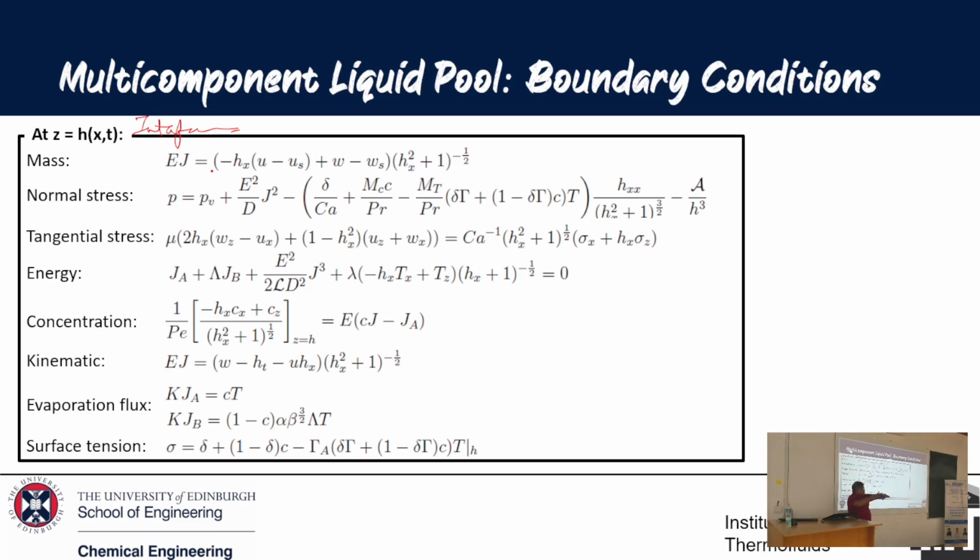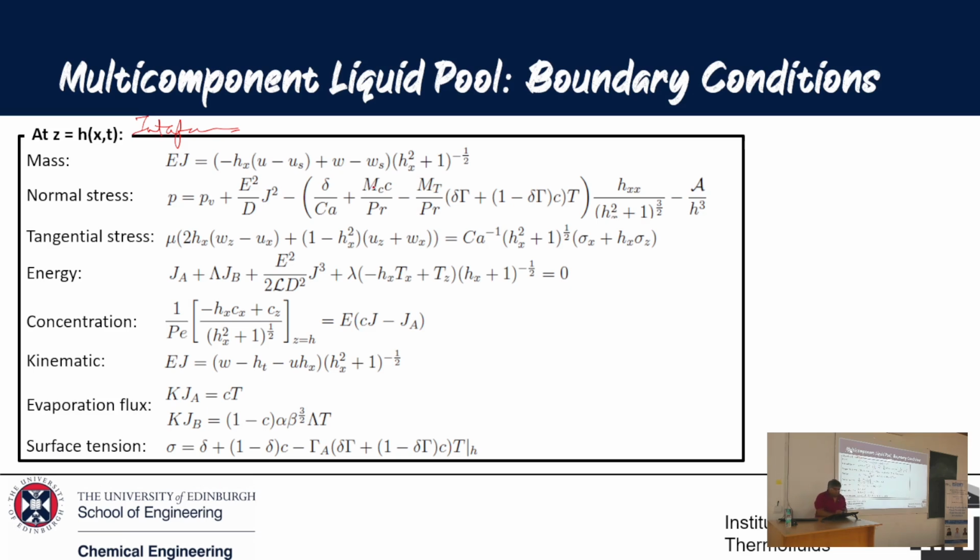Normal stress balance on the interface. You'll also have a tangential stress balance. In the tangential stress balance, you will see that there is the effect of the capillary number here. Also in the normal stress balance, you will have the capillary number. You will also have the effect of solutal as well as thermal Marangoni. Whenever you see MT, that is thermal Marangoni, and MC is the solutal Marangoni.